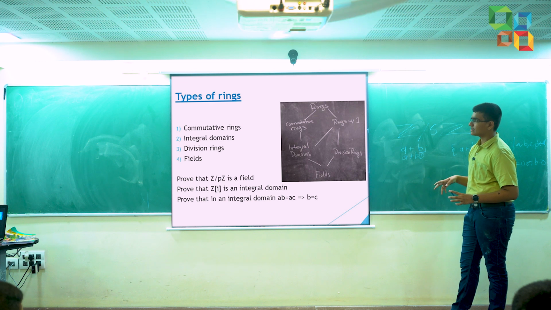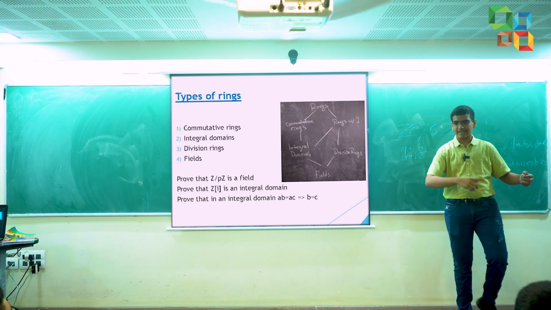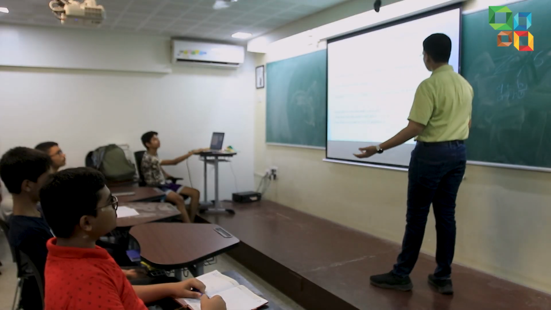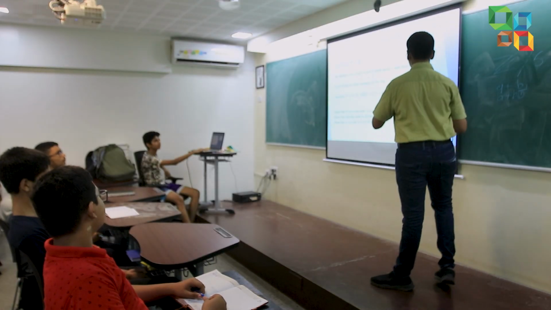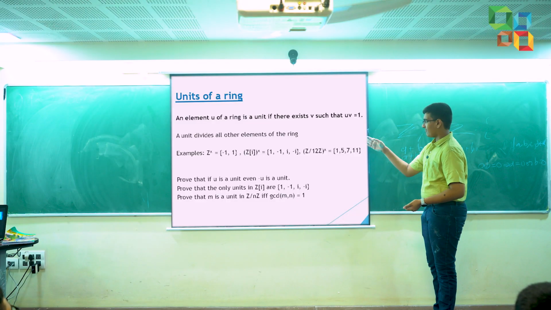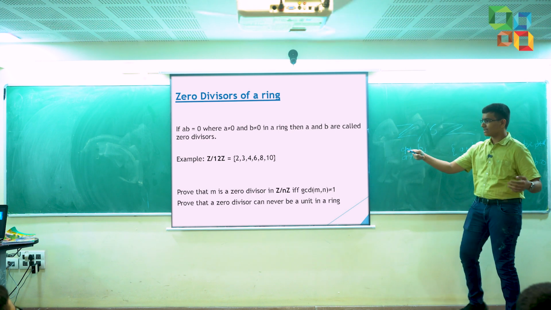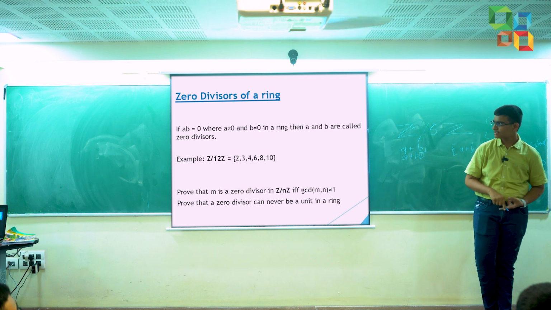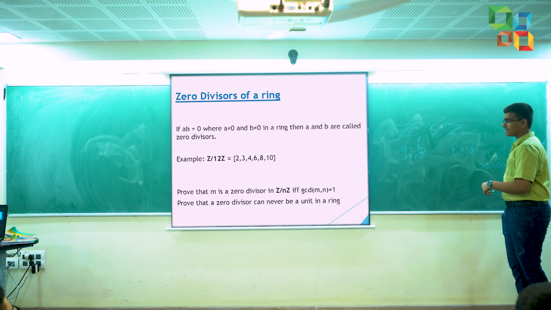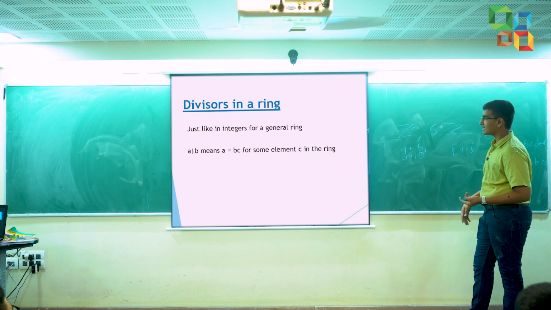Then next, yeah, we saw what a unit is. A unit is like 1. It divides everything, and this was a more formal definition. An element u is a unit if there exists v such that uv equal to 1. We saw different units, and then next we saw 0 divisors. As I said, 2 and 3 were 0 divisors. Sorry, they were not units, they were 0 divisors because 2 times 3 was 0. We saw divisors in the ring, just like integers.